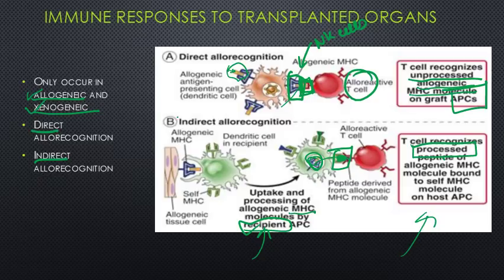And that kind of makes sense that this direct allorecognition of unprocessed molecules happens quickly because we don't need anything to change in the molecule for the body to see it. Whereas the indirect actually takes a little time to build up because we're priming the T cells and growing the immune response over time.